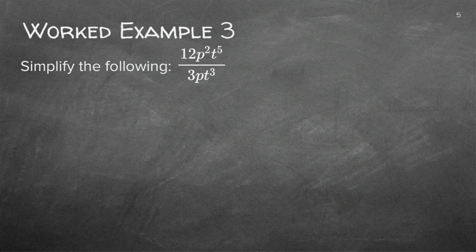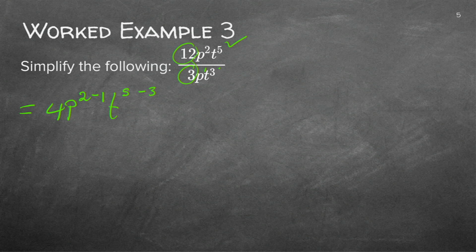So I always suggest that we start with the values that you see there. So you have 12 divided by 3, which is 4. And then you have p to the power of 2. So you take one base p to the power of 2. You subtract it with 1p, so it's minus 1. However, you still have another value, which is t. So you have t to the power of 5 minus 3.